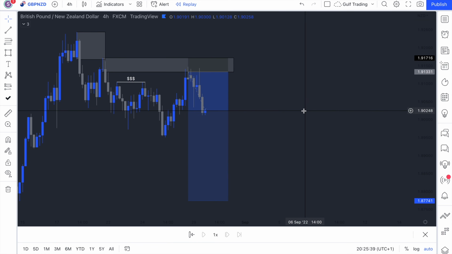And if you want to be getting, say, a re-entry, on the 4 hour, you could wait for price to break this low, and then this is quite a nice supply zone up here.